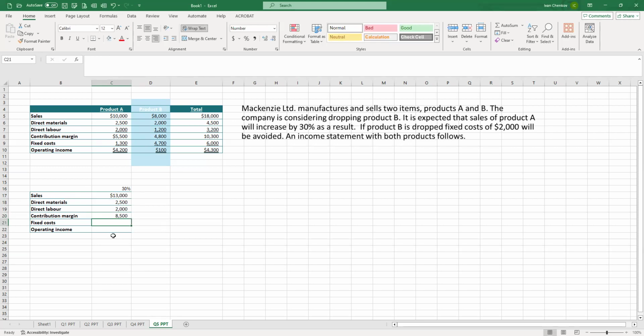Fixed cost. What's going to happen with the fixed cost? It drops by 2,000. Currently 6,000; we drop by 2,000, it's going to be 4,000, correct? So how much will be my operating income? 4,500. Where are we currently? 4,300. What's going to happen with the income? Increase by 200.